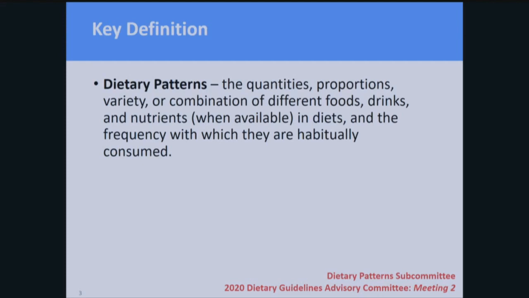As noted, we're the Dietary Patterns Subcommittee, so the key definition that we are using for dietary patterns in all the 2020 Advisory Committee reviews are the quantities, proportions, variety, or combination of different foods, drinks, and nutrients where available in diets and the frequency with which they are habitually consumed. This definition was applied to all analytical frameworks for the subcommittee, which will be presented shortly, and for the ones that are not yet done.